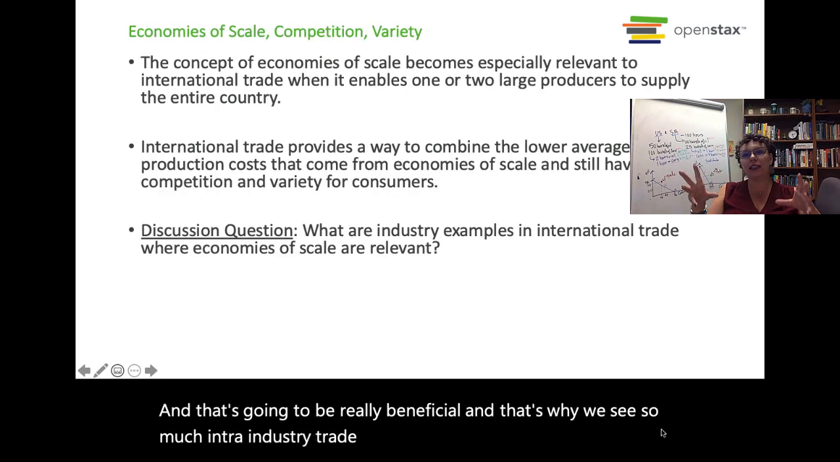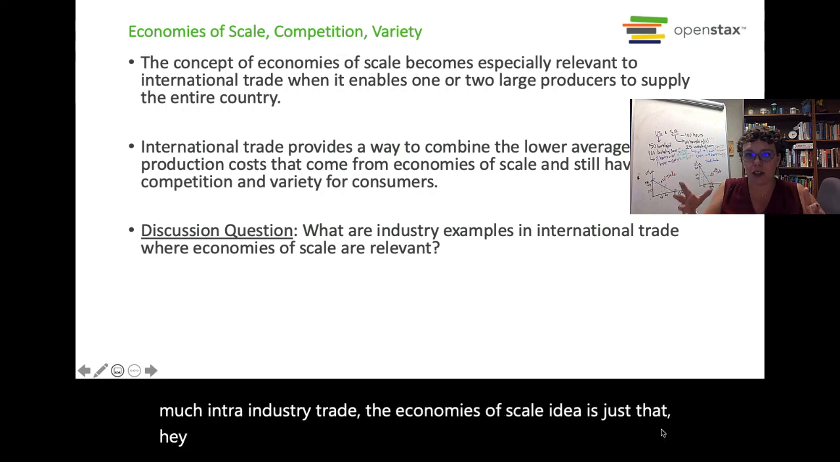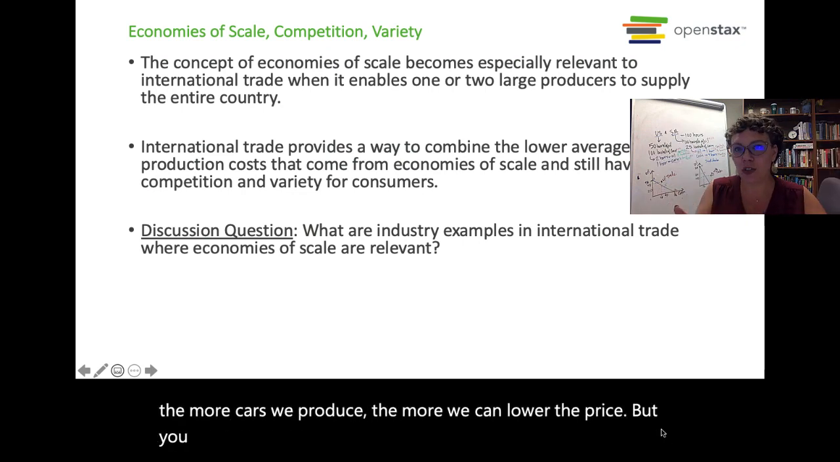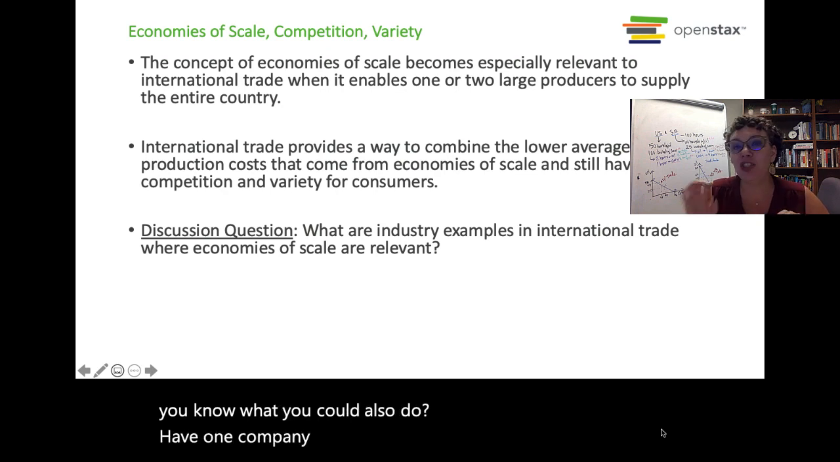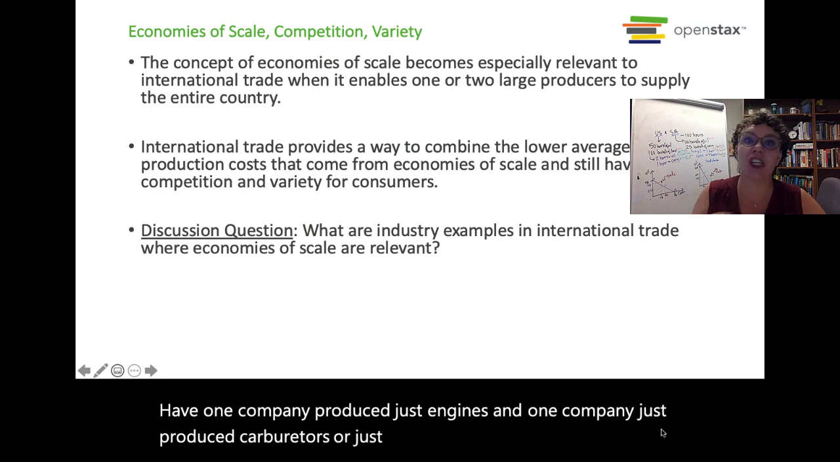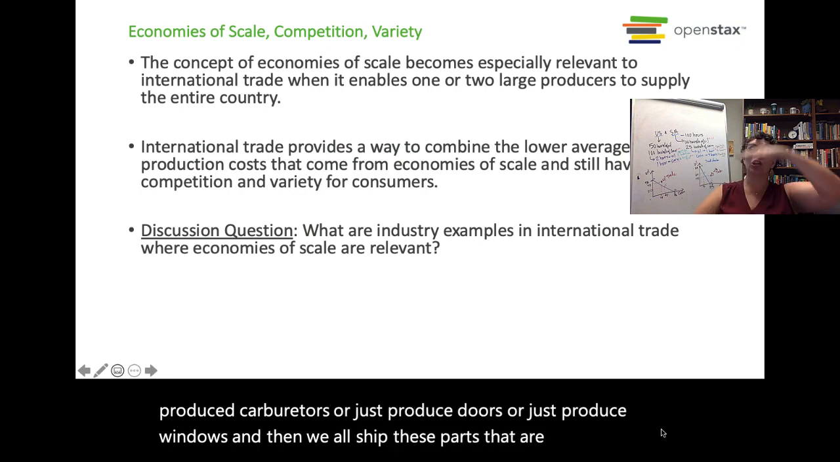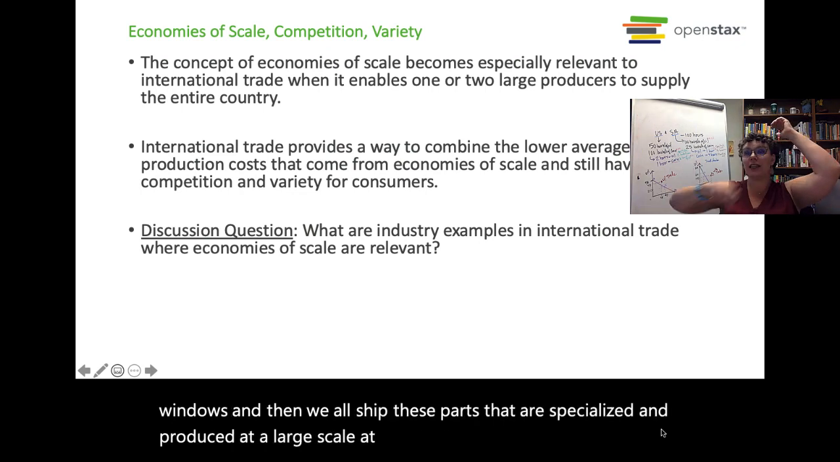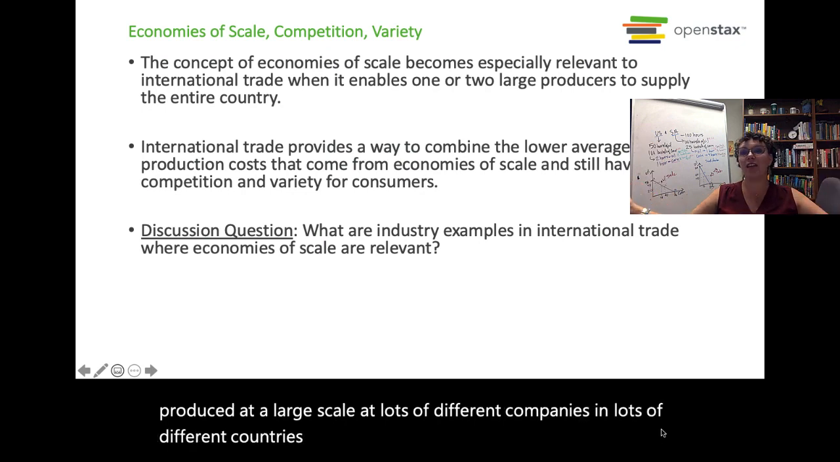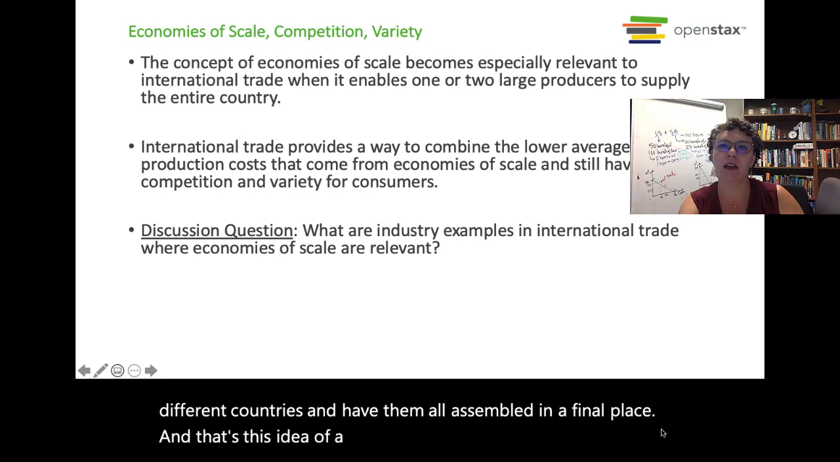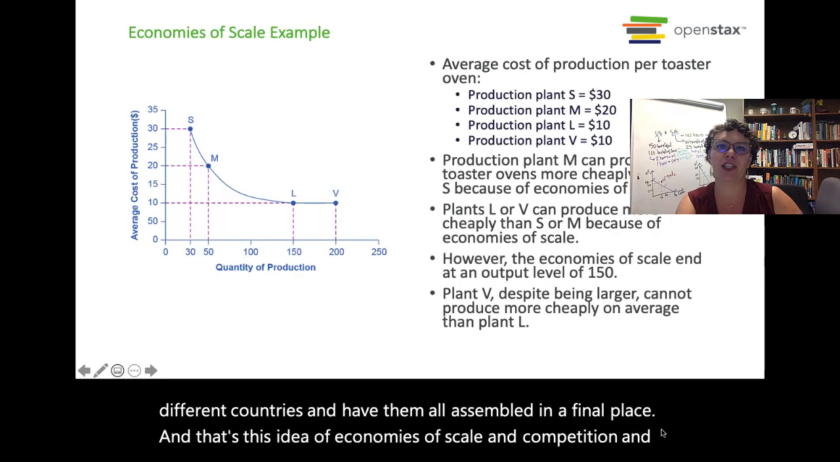The economies of scale idea is just that, hey, producing a car is complicated and has a lot of parts. And yes, the more cars we produce, the more we can lower the price. But you know what you could also do? Have one company produce just engines, and one company just produce carburetors, or just produce doors, or just produce windows. And then we all ship these parts that are specialized and produced at a large scale at lots of different companies in lots of different countries, and have them all assembled in a final place. And that's this idea of economies of scale and competition and splitting up the value chain.